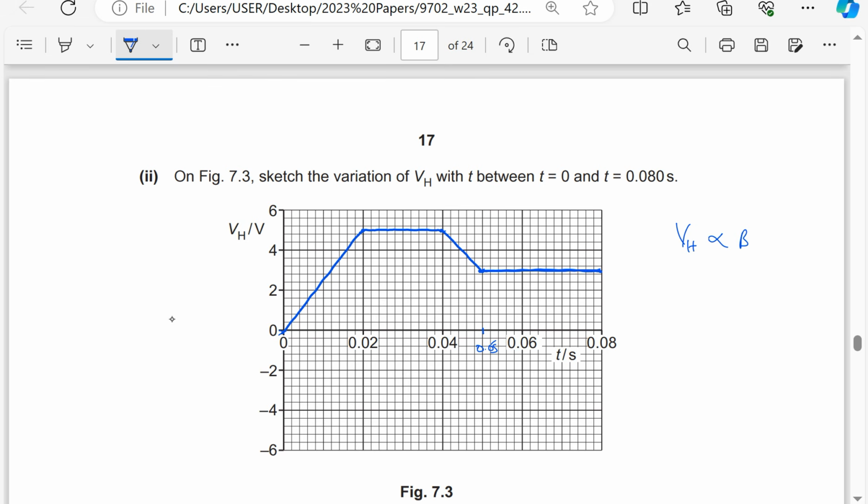Okay, so that is going to be our graph. VH is directly proportional to B. So the pattern, the shape is the same, only that the values are the ones which change. This one goes up to 2.25, and here it will be at 5. That is the maximum. Okay.